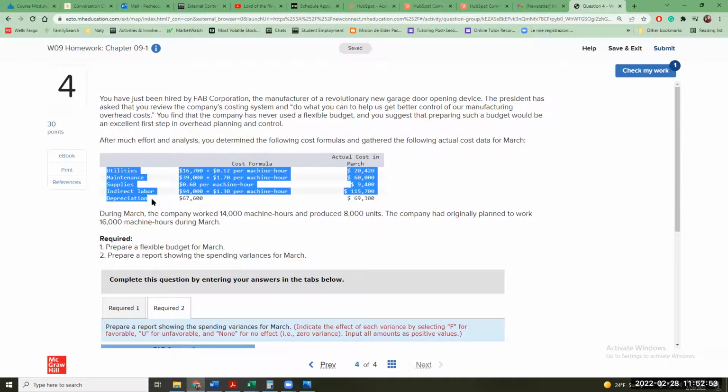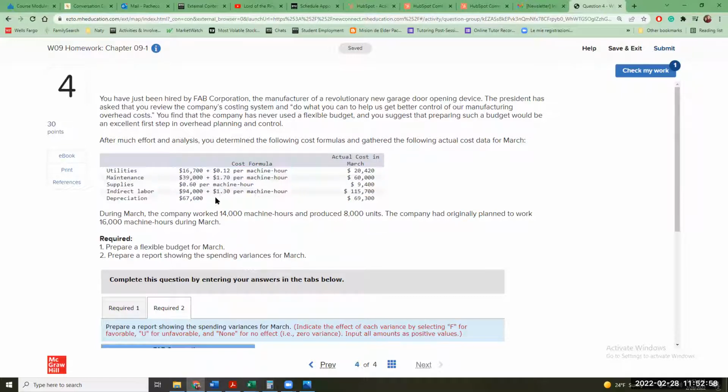So these are all costs for only variable manufacturing overhead costs. And we can see that some of them are mixed costs, variable costs, or fixed costs. Utilities is a mixed cost because it has a 16,700 fixed cost and a variable of 12 cents per machine hour. And this is the actual cost that they spent during March. So maintenance is also a mixed cost, supplies is a variable cost, indirect labor is a mixed cost, and depreciation is just a fixed cost.